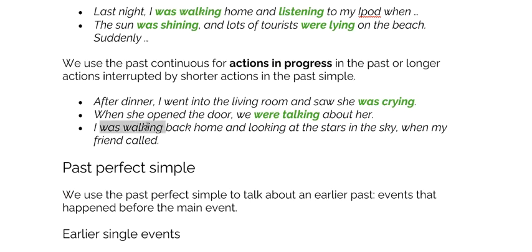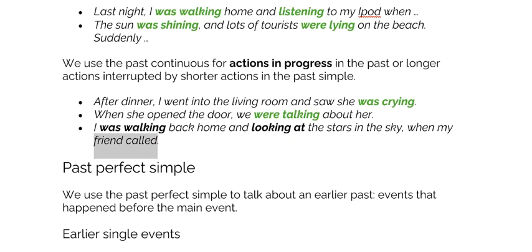So the scene is like this: I was walking, looking at the stars. It is the background, the scene of my story, and then there's an interruption when my friend called. So for the interruption, the main event, we use simple past. For the background or for the scene, we use past continuous. So if we use past continuous in time conjunction with simple past, we can easily give an account of events that happened in the past.